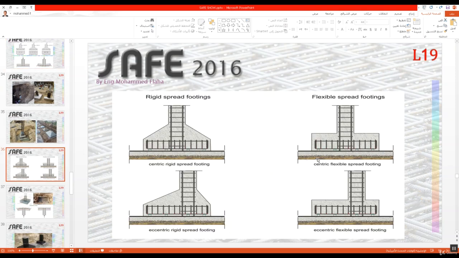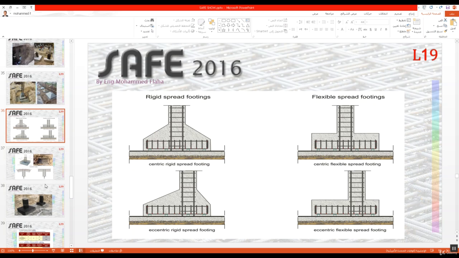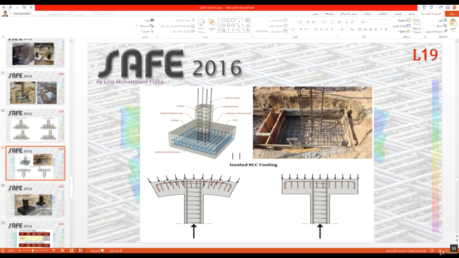Sometimes you see the column in the center of the foundation, as we see here and here. This is in the center. Sometimes for some reason I cannot put the column in the center. It will be like this or like this at one edge, or sometimes exactly at the edge here. Why? Sometimes, for example, my plot, the owner's plot of the building, ends here. This is our neighbor's plot, not our plot. For that I cannot go like this. Sometimes you see that the column is exactly at the edge, and the footing comes from one side only.